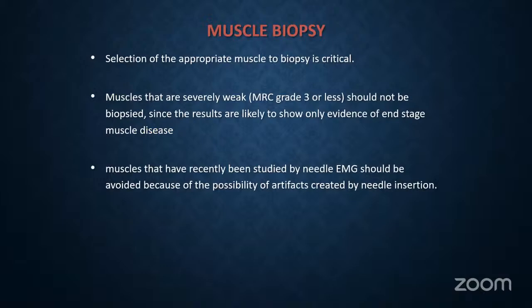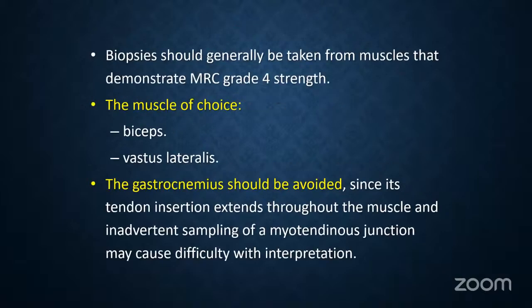For muscle biopsy, the selection of the appropriate muscle to biopsy is critical. Muscles that are severely weak, that is MRC grade 3 or less, should not be biopsied, as they are less likely to show active disease, or they might only show evidence of end stage disease. Muscles that have been recently studied by needle EMG should be avoided because of the possibility of artifacts created by needle insertion. It should be taken from muscles that demonstrate MRC grade 4 strength.